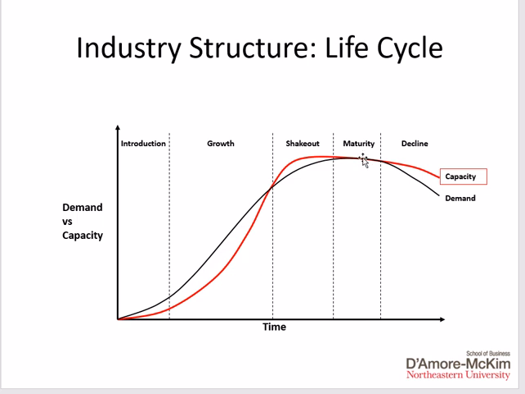Then we have the maturity phase, which is where capacity and demand are relatively equal. It is here where profitability starts to stabilize and you start to also see the industry separate into strategic groups that stay over time. And so while this maturity phase on this graph looks pretty small, this is actually typically the largest section of the industry life cycle.